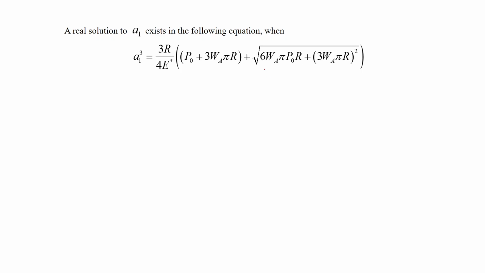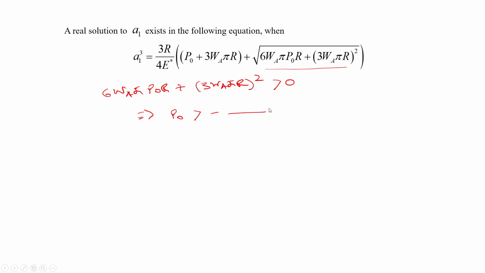let us say when the real solution exists, this quantity should be greater than 0. So, 6 W_A pi P0 R plus 3 W_A pi R whole square should be greater than or equal to 0. So, what it means is that P0 is greater than minus of 3 W_A pi R whole square divided by 6 W_A R, yes, R.